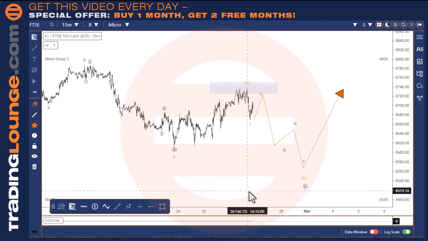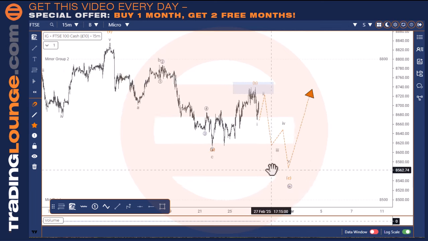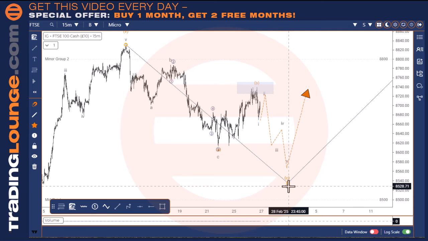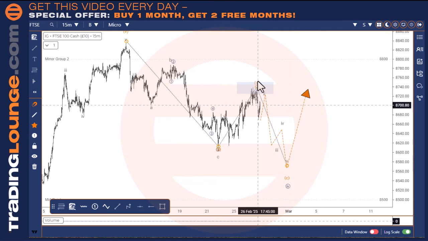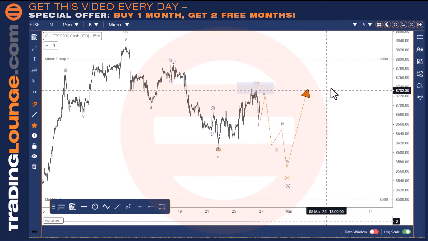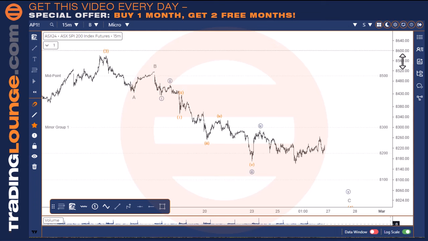But we're in the midst of this wave 4 here, so we just need to be a little bit mindful how this plays out. Okay, so let's have a look at the Australian market. Okay, so the Australian market, this top here is a wave 3 up, and we're looking for a move to the downside as an A and a B and a C.